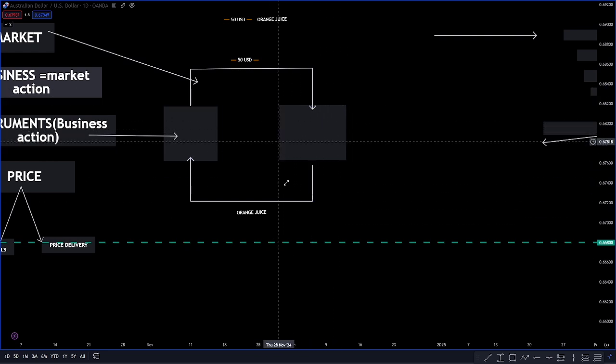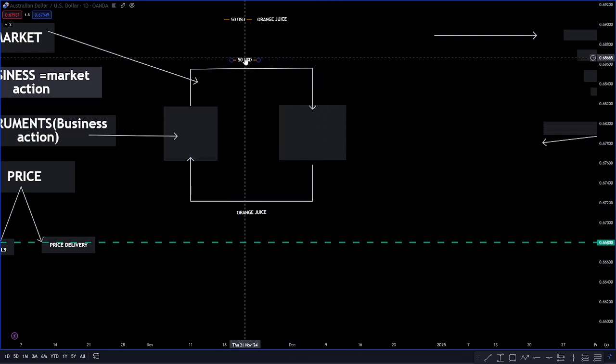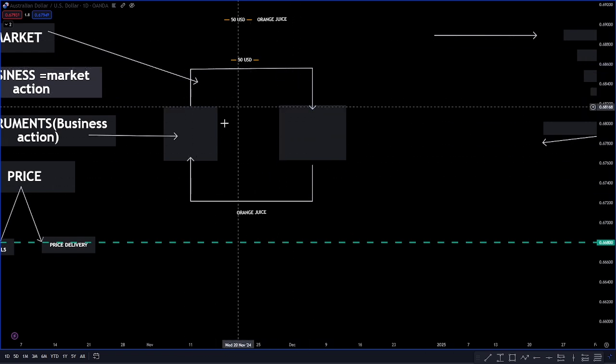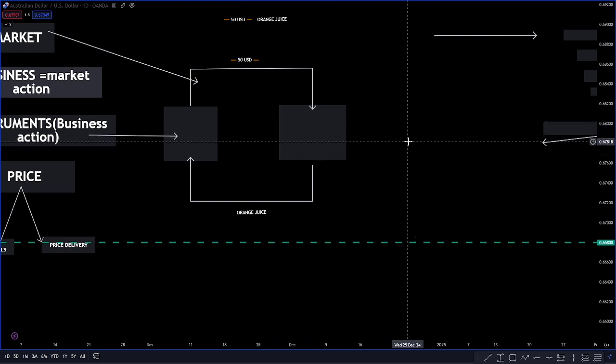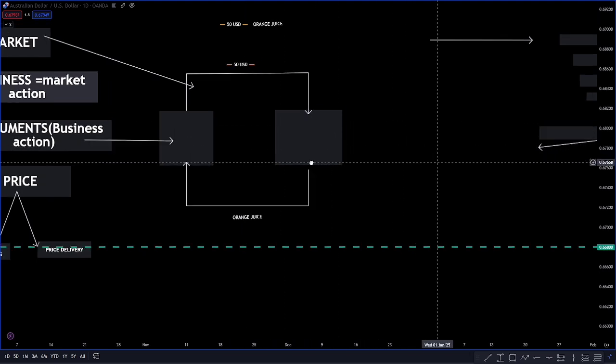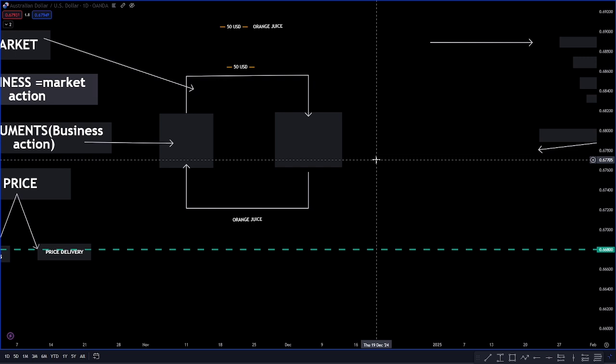Now the interesting thing is that orange juice might be bullish while USD will be bullish. This is where the idea of correlation is flawed. Yes, and I'm going to explain to you. Just listen.